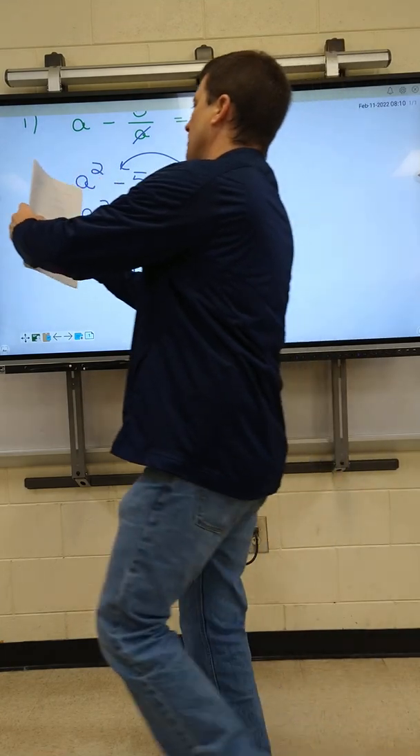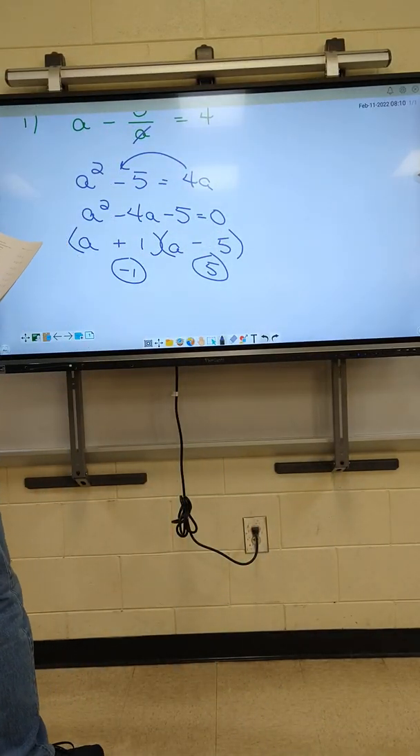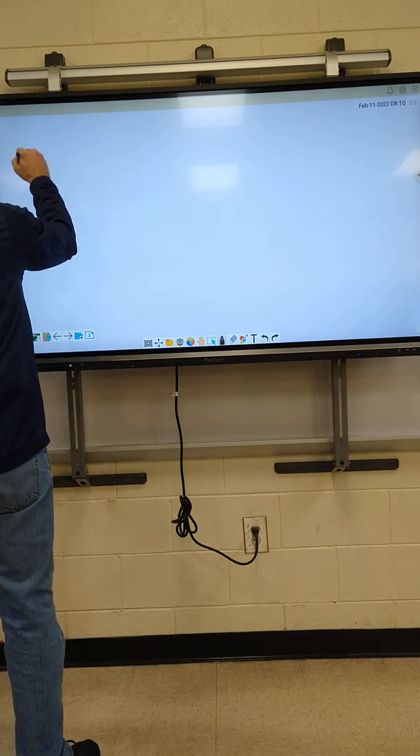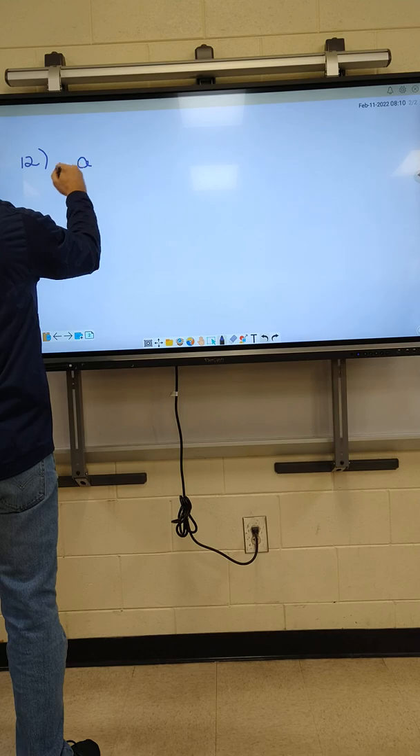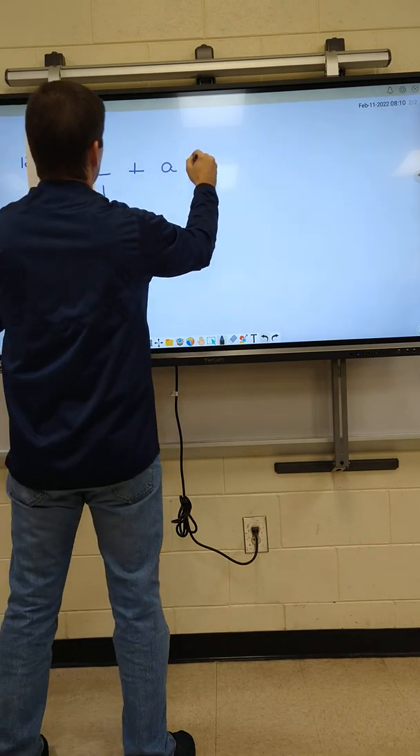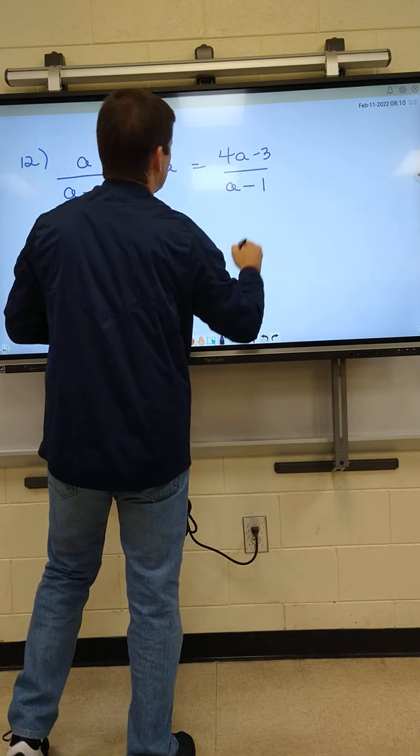All right, so let's start looking at the right column. Let's start off with an easier problem. Let's start off on number 12. I think it's a little bit easier than 11. Number 12, we got a over a minus 1 plus a equals 4a minus 3 over a minus 1.